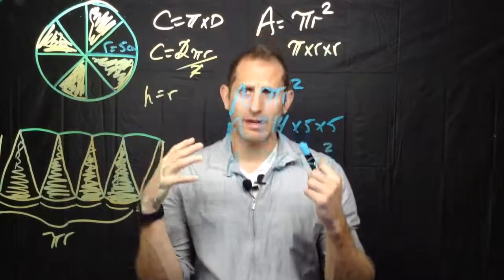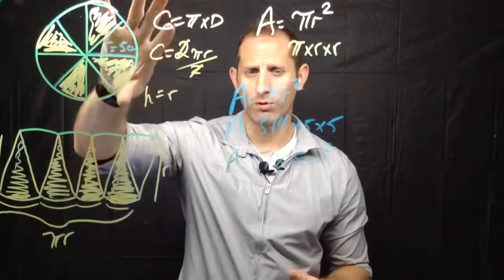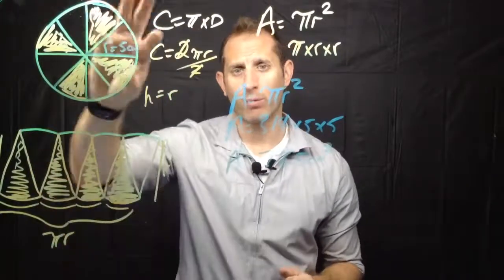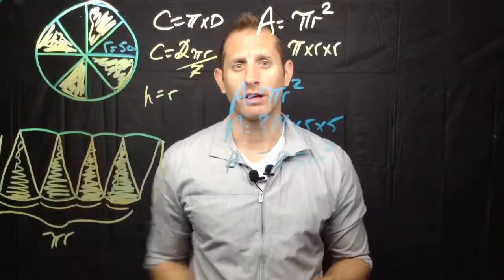So that is a conceptual understanding of how to figure out the mathematical formula of area for a circle by breaking apart the circle and making it into something a little bit more friendly.